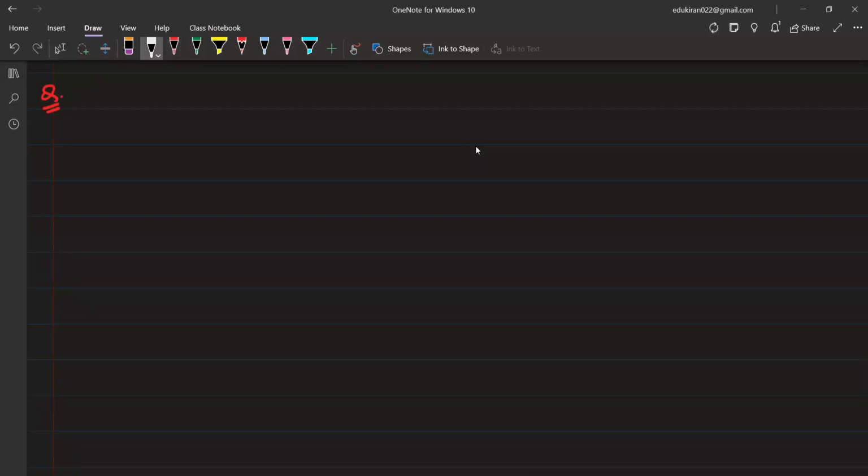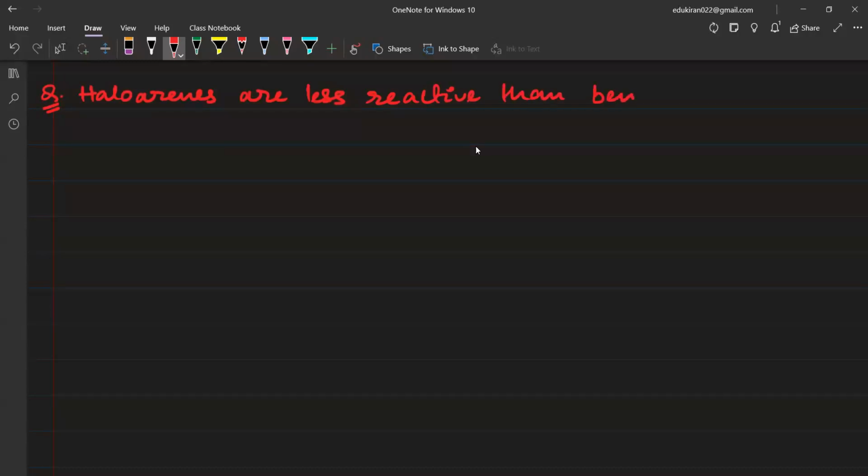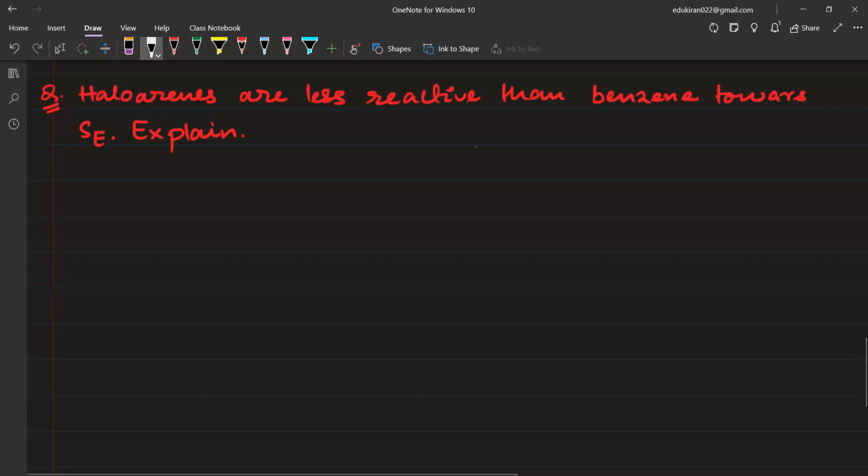Why is that? So they will ask you, haloarenes are less reactive than benzene towards electrophilic substitution. Explain. So here you will write, haloarenes have halogen atom, and halogen atoms are very electronegative. And since they are very electronegative, they will have a strong minus I effect. They will pull the electron density from the benzene ring, making it less electron dense than benzene. That is why it slows the attack.